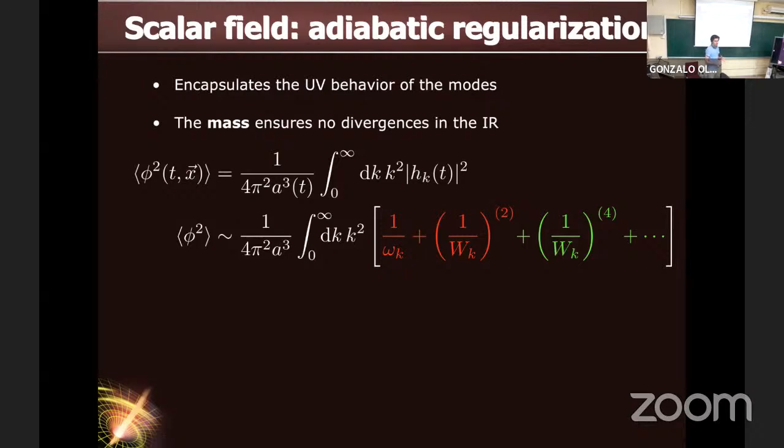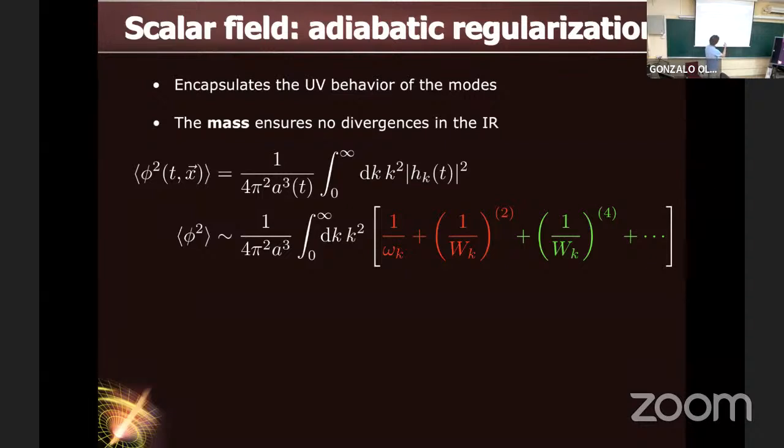So it's very good to isolate the divergences and remove them. Also, the mass is very important in the adiabatic method because it ensures that the whole asymptotic expansion is also non-divergent in the infrared limit. For example, if you try to calculate this quantity that appears when you try to compute the energy momentum tensor and all of that, which is just the two-point function in the coincidence limit, you have this formal expression that is divergent. If you plug in the asymptotic expansion, you see those divergences explicitly.